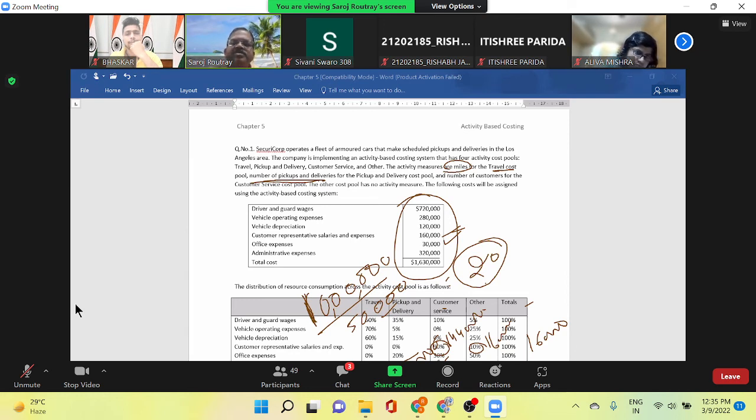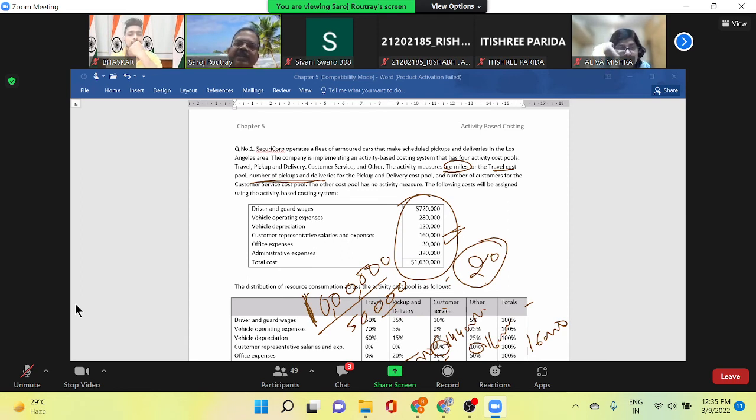Okay, so it's not that easy. In many cases, you have to take it from the historical figure. Last year, how many kilometers, how many cars you were having, how many drivers you were having, and based on that you make the estimation. And still the estimation can go wrong sometimes. But this is how you calculate the cost in the case of activity based costing.